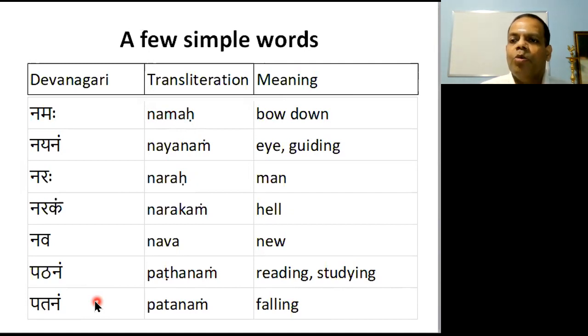The next word is pa, ta, na. The second letter is the dental. So you can see how the pronunciation is different. In English, you will write T in both cases, but the pronunciation is much different and the meaning is also different. Pathanam means to fall, falling. If anyone has had a fall, that's called pathanam.